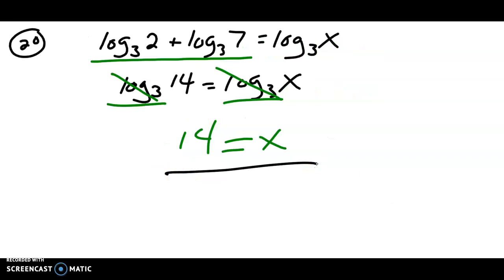So hopefully that sheds some light on some of this stuff. I know it can get confusing, but remember to go back and look at the properties and be clever in how you rearrange your bases.